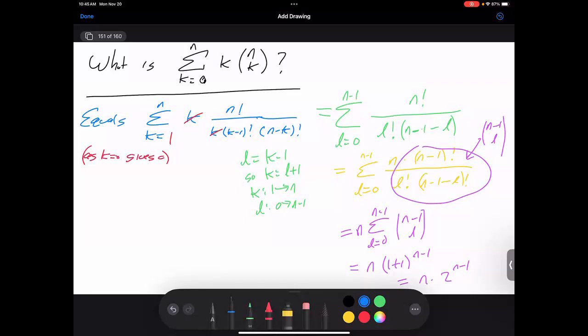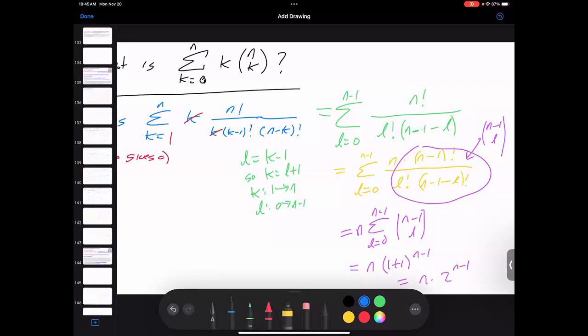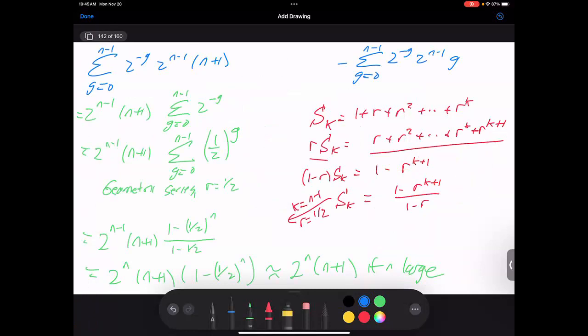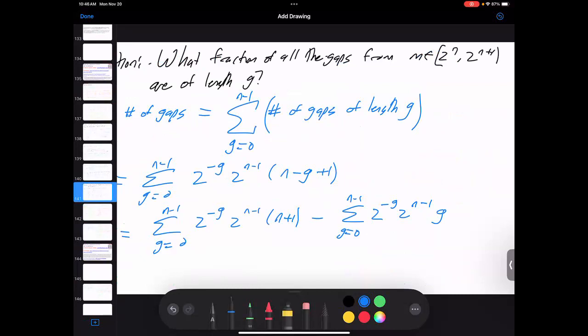Okay, so we will quickly see if we can find where we made a mistake. So over here, we had, let's see, we had 2 to the n, n plus 1. Let me see.